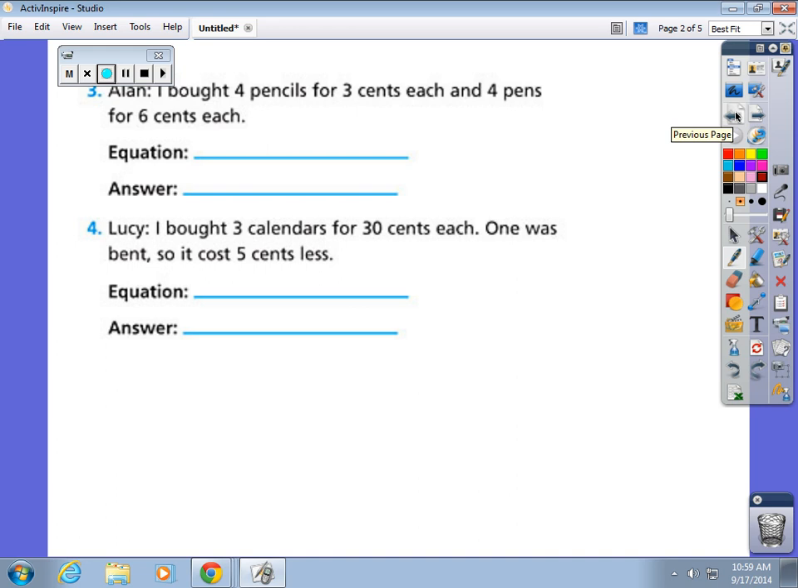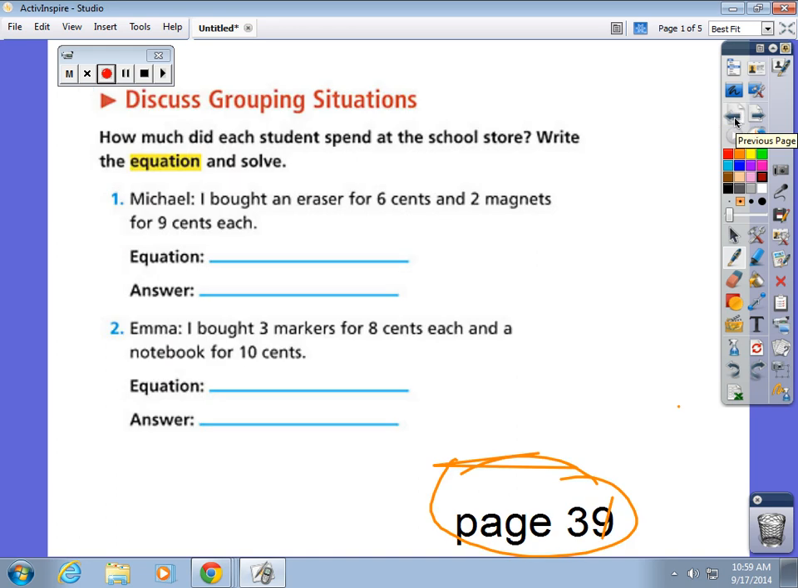So now we've solved a couple. Let's go back to our top of the page. Now let's try to write a couple. Michael: I bought an eraser for 6 cents and 2 magnets for 9 cents. Well, one eraser is 6 cents, so we'll go ahead and write that. It doesn't really fit into a group, but the 2 magnets are 9 cents each. So let's add our eraser price of 6 cents plus our magnet price of 9 cents. But we had 2 magnets at 9 cents each.